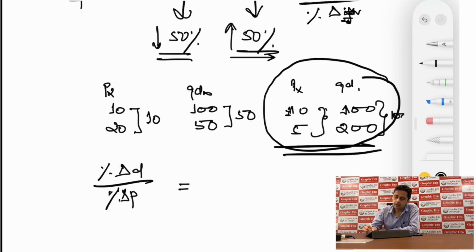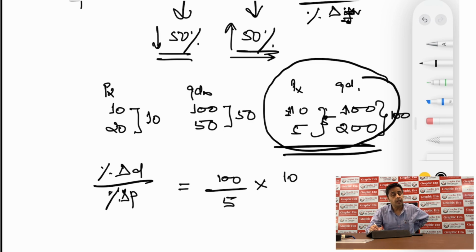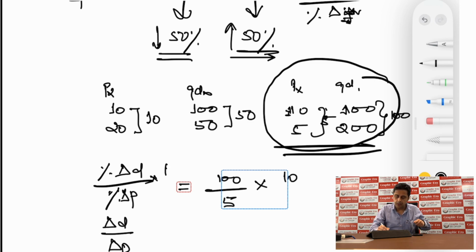Here it is 100, here it is 5. So change in demand is 100 upon change in price is 5, into the original value of P, which is 10, and this is into P original upon... let me write a fresh formula here for you. So this formula further gets derived into change in demand upon change in price into original price upon original quantity demanded. Yes or no?